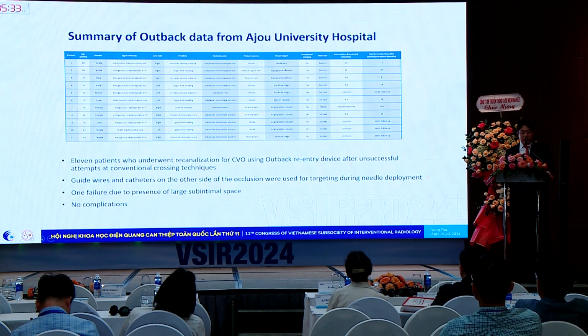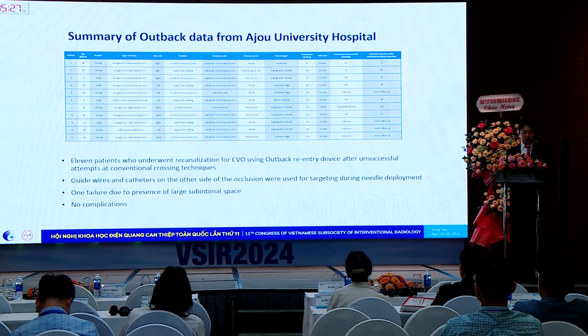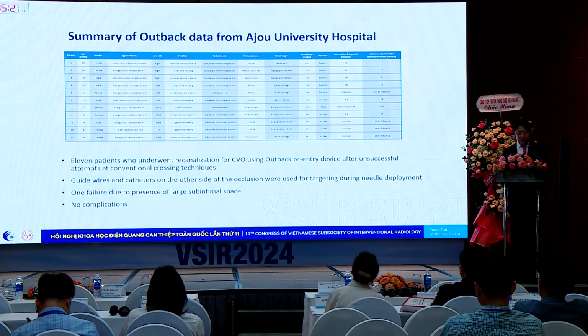We presented this data in many conferences back in around 2018, 19, I can't remember. This is around 11 cases. We have done more cases since then. But going back to these cases, we only had one failure out of 11 cases. So I think the Outback device is quite a reliable device that we can use in central venous occlusions, and we didn't have any complications for this.